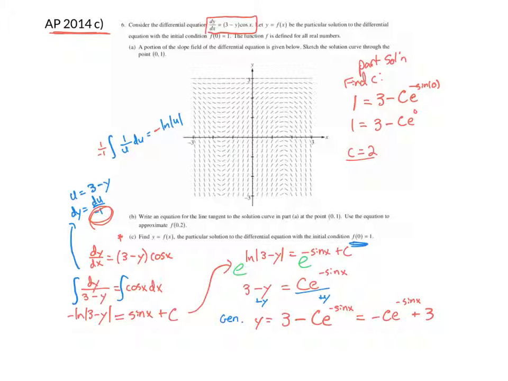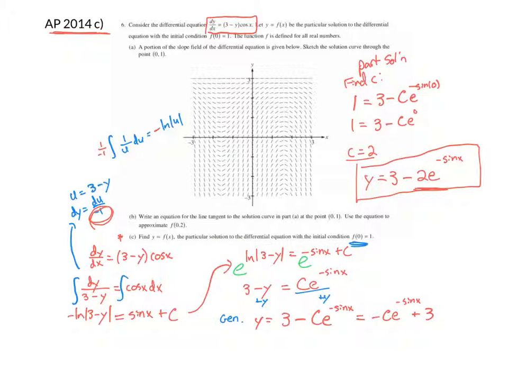So I can take this and put it in my general solution and make my particular: y equals 3 minus 2e to the negative sine of x. And remember that this 2 is grouped with that e, so you can't do 3 minus 2 equals 1 or anything like that. They're paired together. Here, all we would have to do is box this up and call it a day.